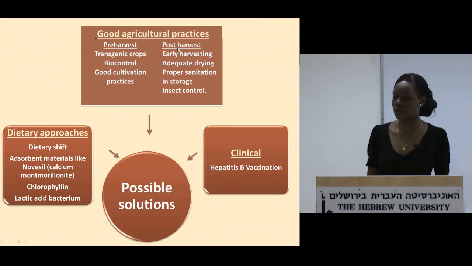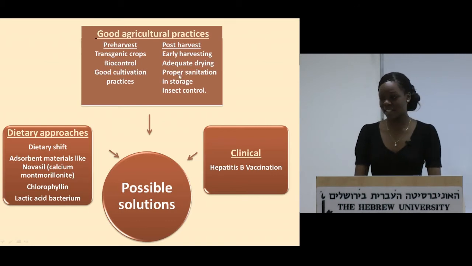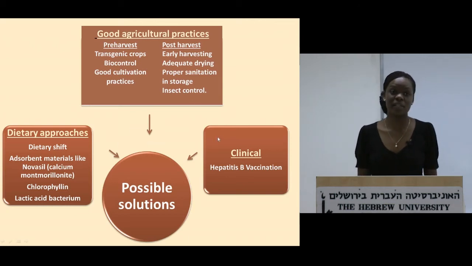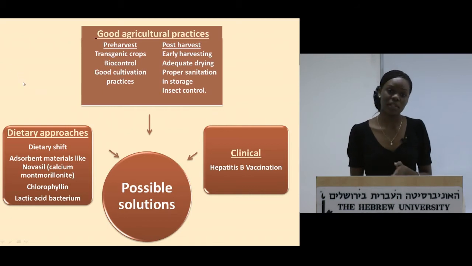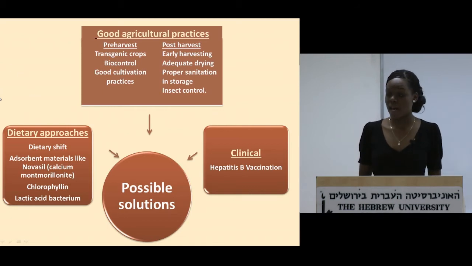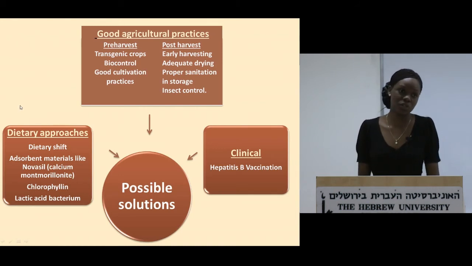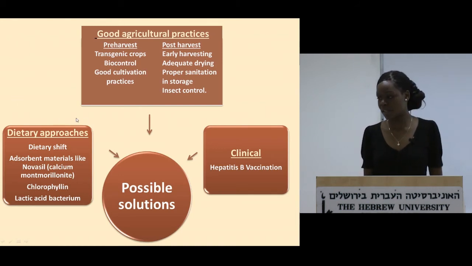And on post-harvest, we can call for early harvesting, adequate sun drying, proper sanitation, especially in the storage zone, and insect control. For clinical approaches, it's suggested that hepatitis B vaccination can be used, but this does not directly help in stunting. It's good if we're aiming at reducing aflatoxin-induced liver cancer, but not stunting. And if a person already suffers from hepatitis, even if you give them the hepatitis B vaccination, it won't help much. So this clinical approach is not good enough.